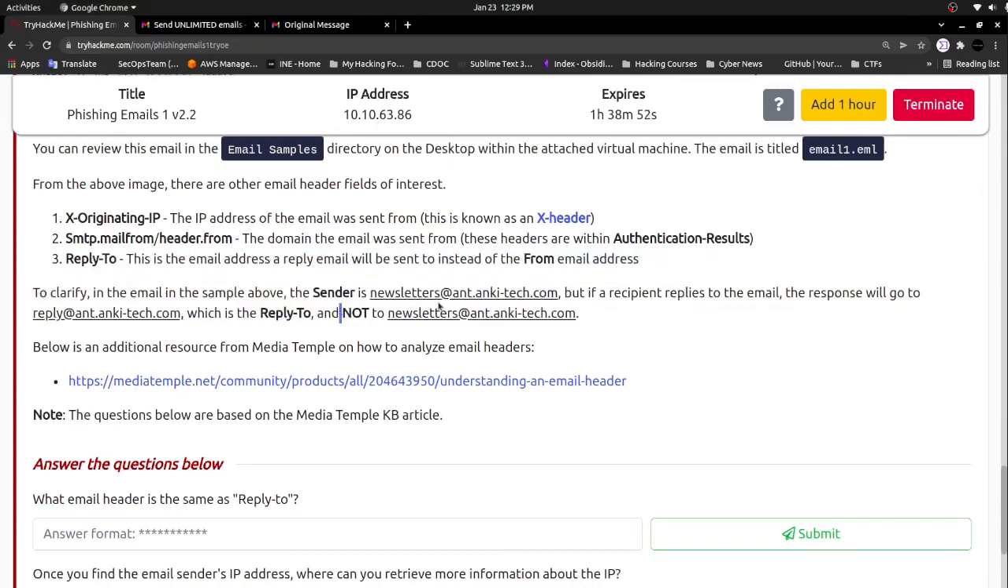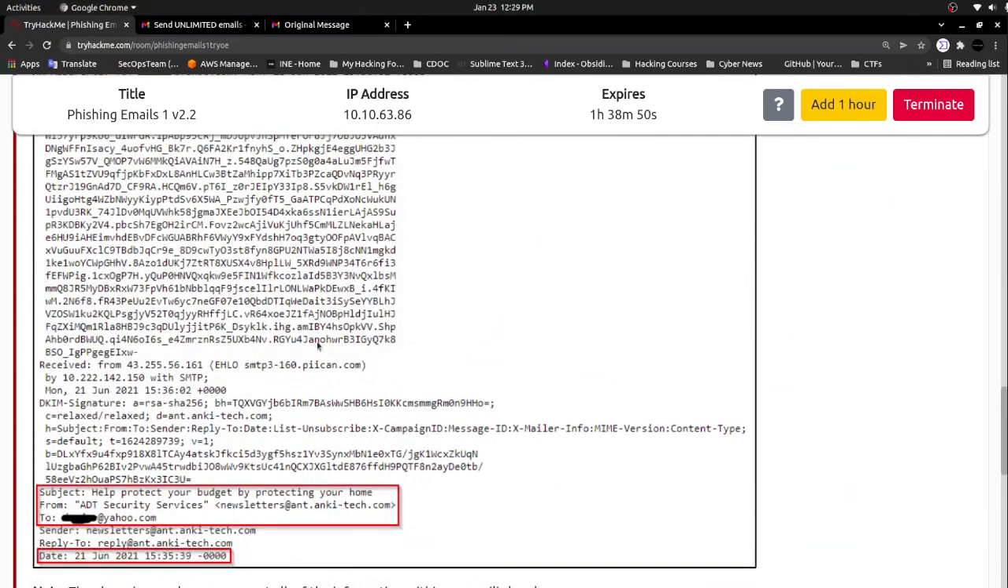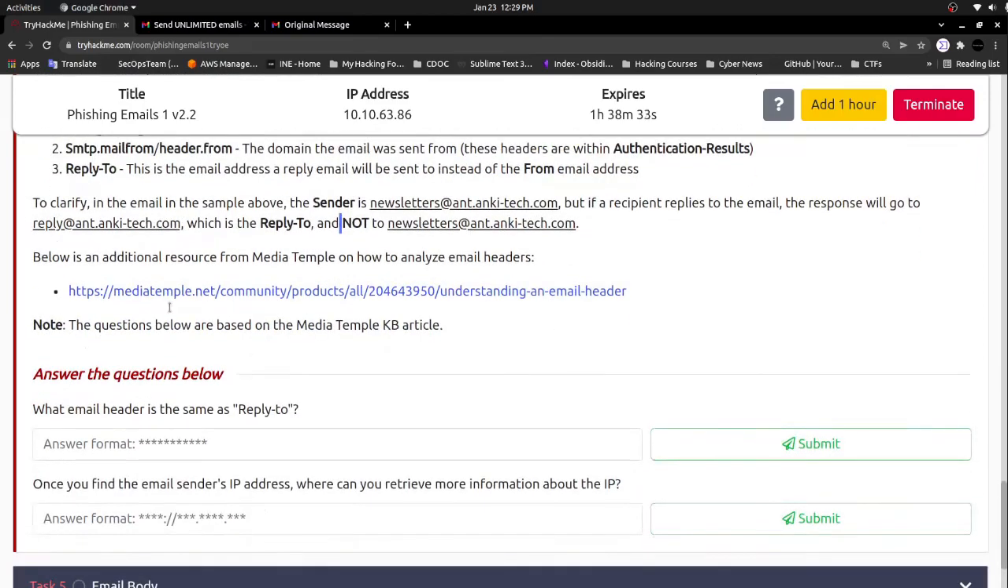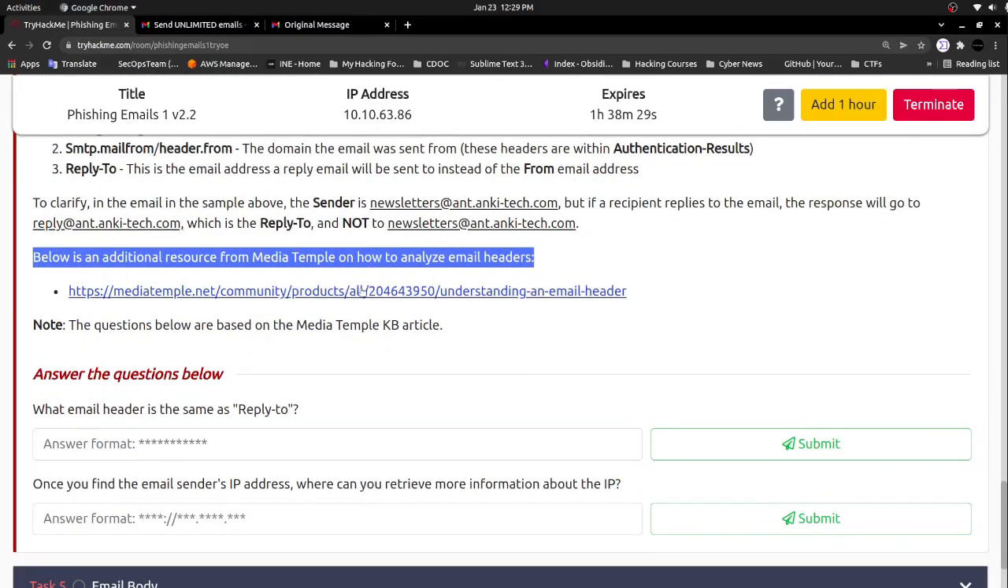All right. Now let's see the next one. SMTP mail from or header from is the domain the email was sent from, and the reply to is the email address the reply mail will be sent to instead of the sender's email address. So I received the email. When I click reply or reply all, especially reply, that is where the email will be delivered.